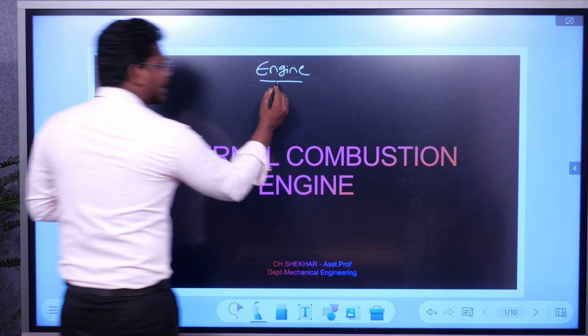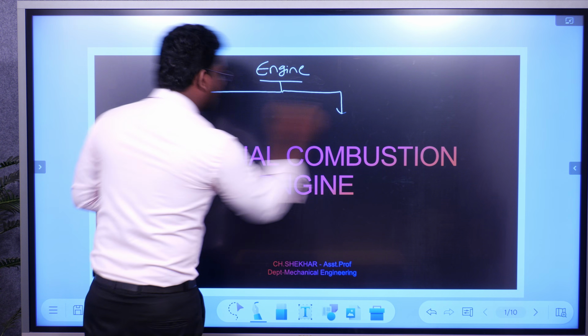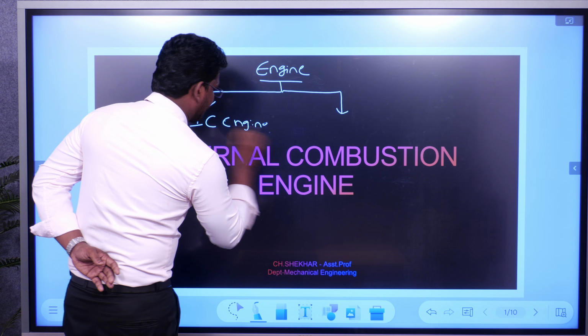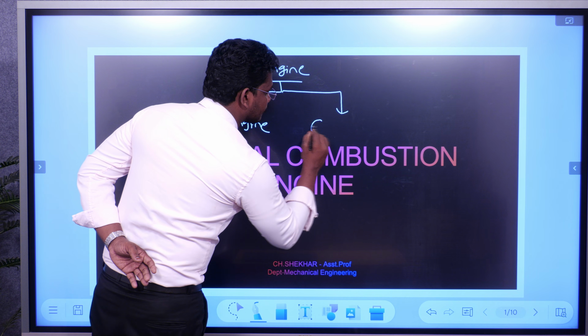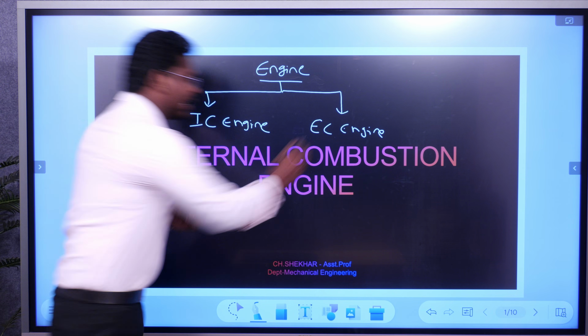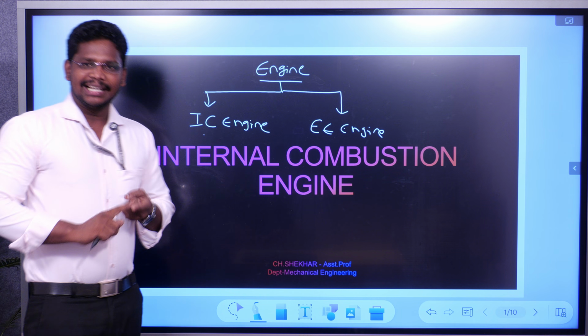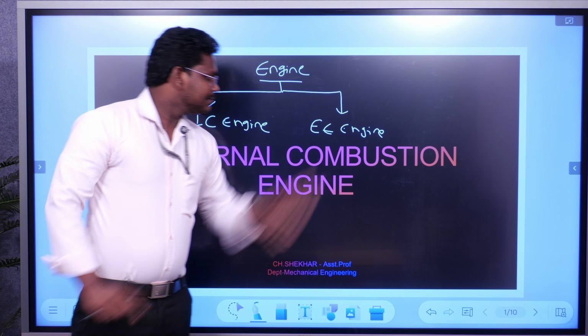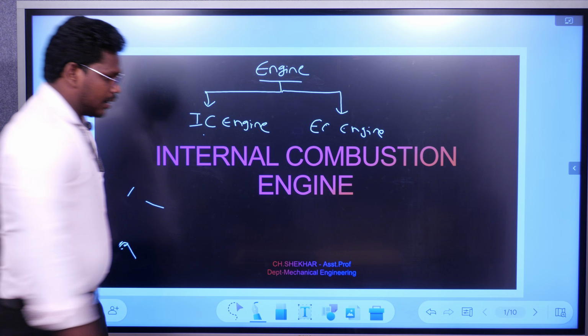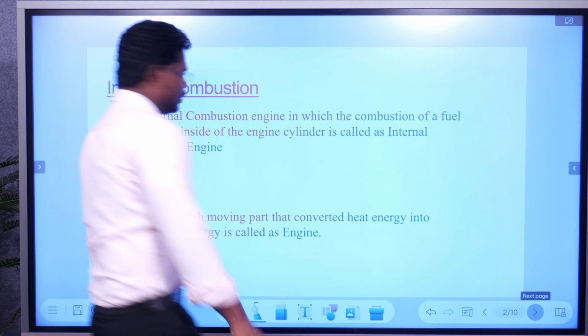Classification of engines. There are two types of engines: IC engines and EC engines. IC engine means internal combustion engine. EC engine means external combustion engine. Let us see the PPT.